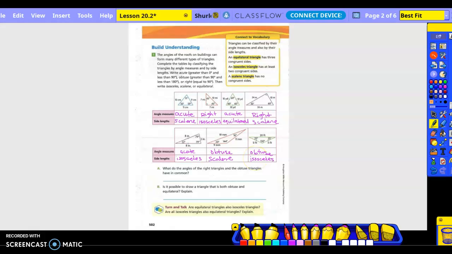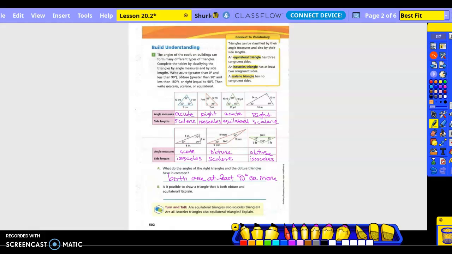Okay, what do the angles of the right triangles and the obtuse triangles have in common? They are what? They're at least 90 degrees or more, right? So both are at least 90 degrees or more.